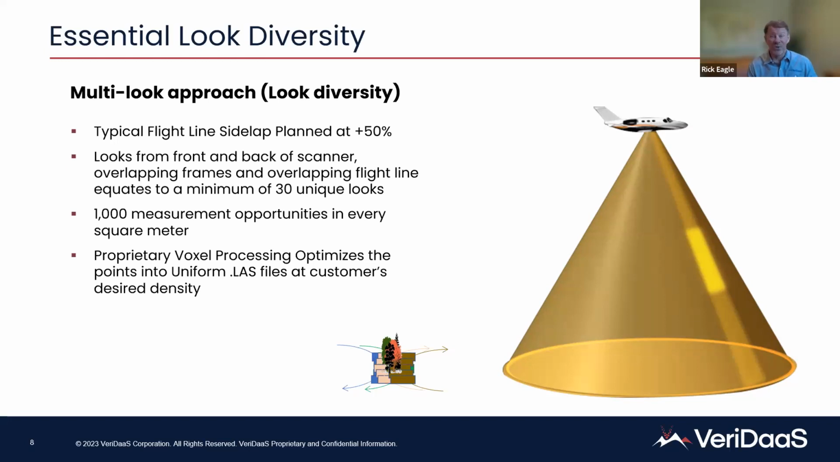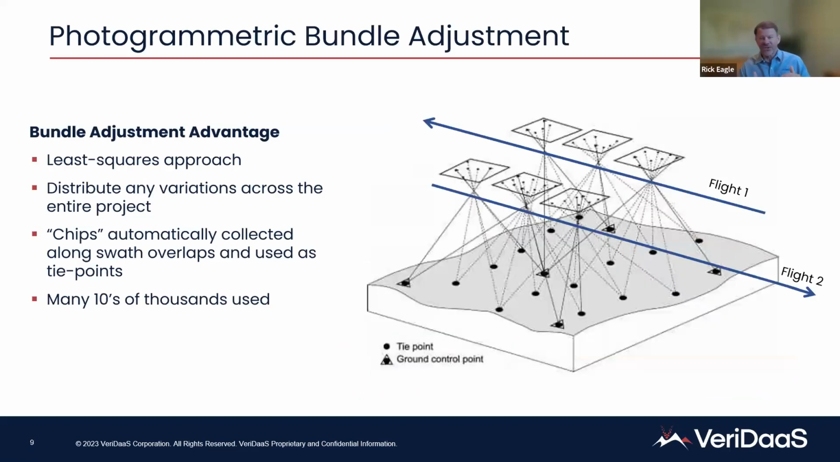So what do we do with all that data? We take that data and we put it through a proprietary voxel processing that looks at all those points and really decides where the best points are to keep that represent the features on the Earth. So the first step of that processing is to take all those look angles and all the information that comes back from the IMU of the aircraft and do an adjustment. We do a calibration and registration.